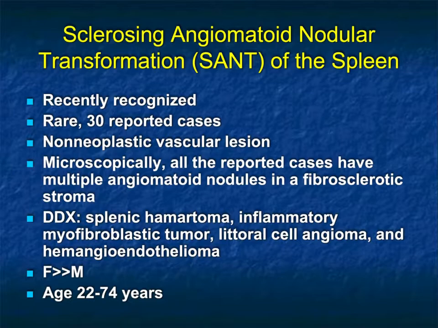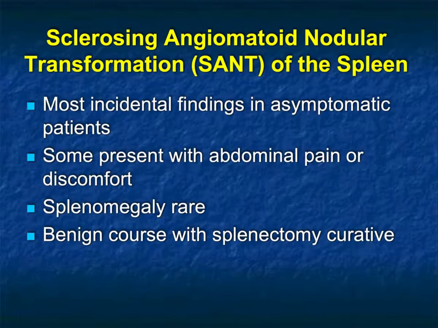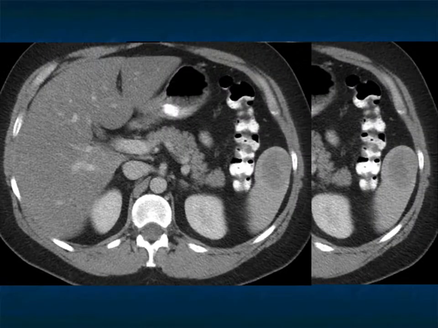Differential diagnosis: hamartomas, inflammatory myofibroblastic tumors, littoral cell angiomas, hemangioendotheliomas. Females over men, a wide age range possibility. Most of the time it's an incidental finding. Sometimes patients present with abdominal pain and discomfort or splenomegaly, but that's kind of rare. Patients will end up with splenectomy because no one knows the diagnosis, and the patients have a benign course.